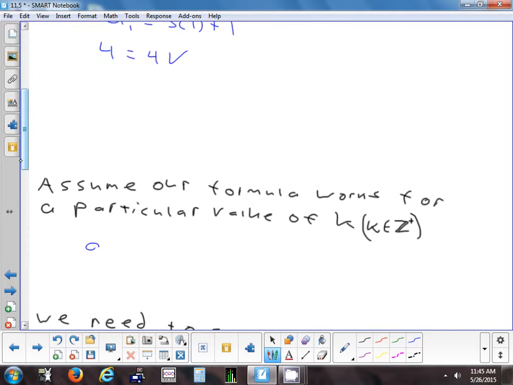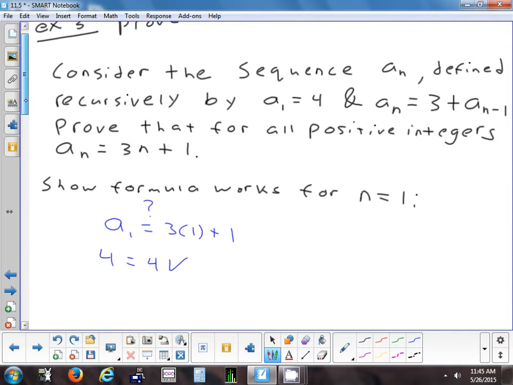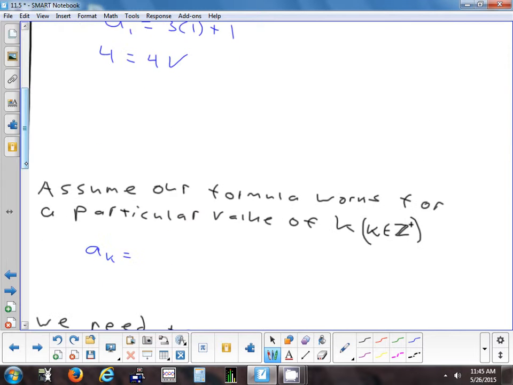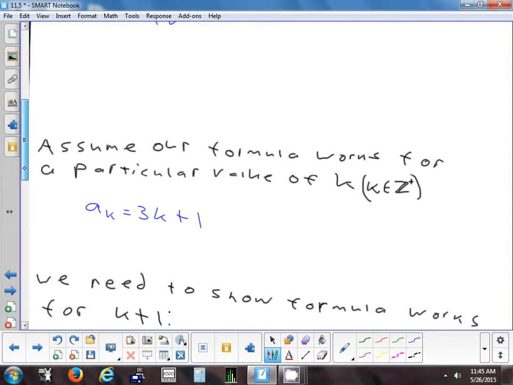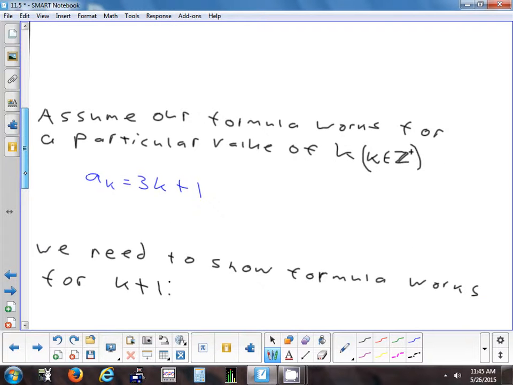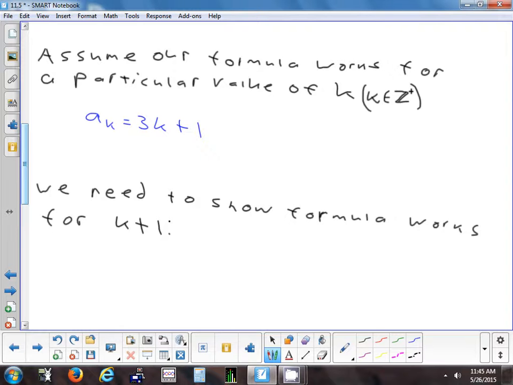Okay, so now we're going to assume a sub k equals 3k plus 1. We want to show that it works for k plus 1. So the k plus 1th term should be generated like this. You should be able to just plug in k plus 1 for k, do it out, and that should give you the term you're looking for. So that's the result we're hoping to get somehow.